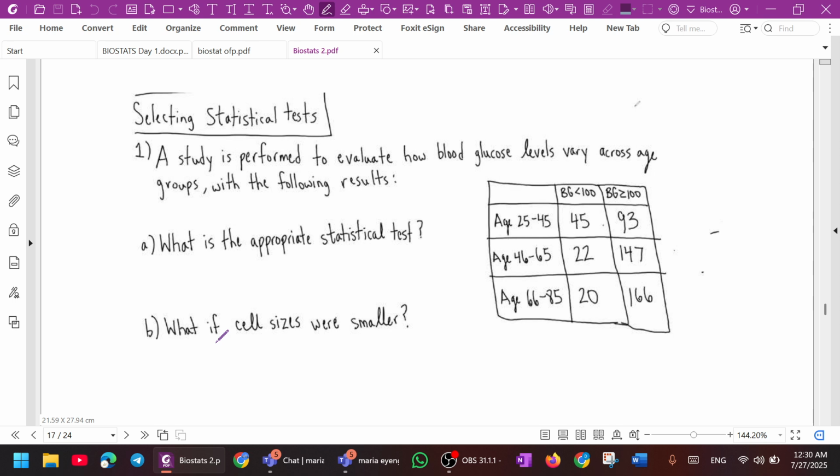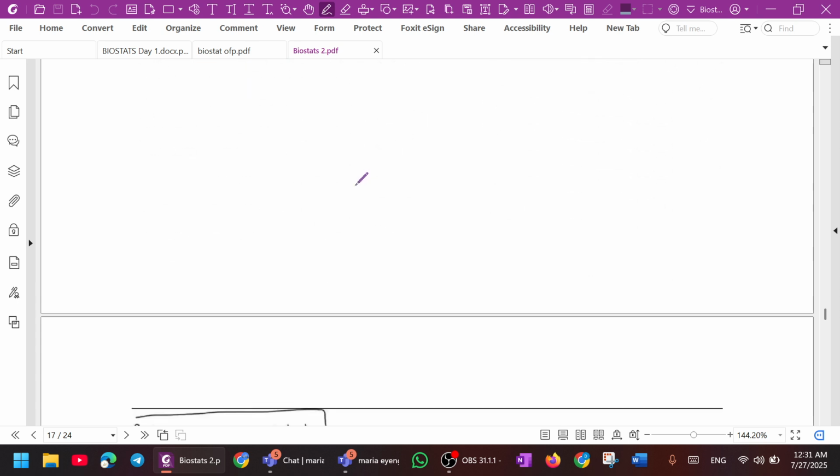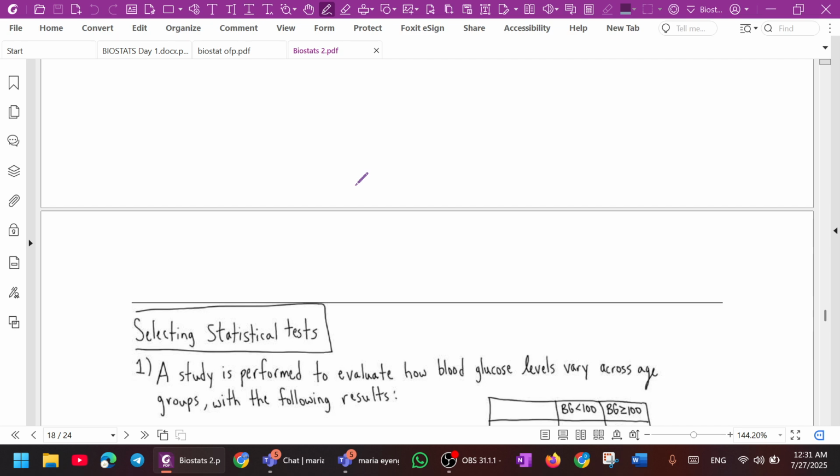And then number two, you got it because it's saying now, what if you decrease the cell size? You already know that chi-square and Fisher are the same thing, it's just that Fisher is for a small sample size. So you got that one. There you go. To give you an example for the Fisher, he just made the numbers smaller, like two, three, four, to tell you that the sample size is small. Okay, good.